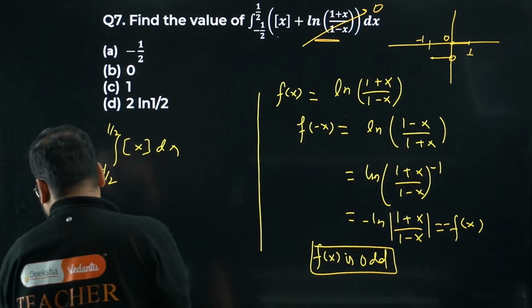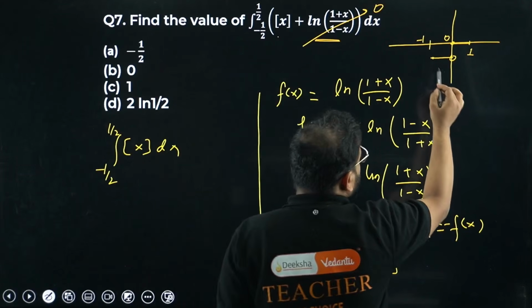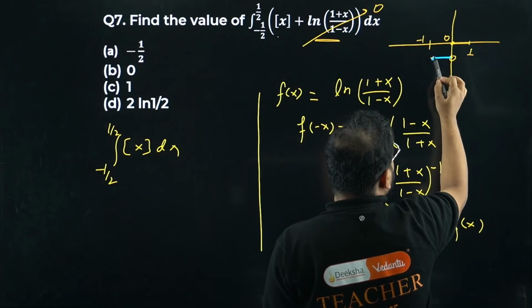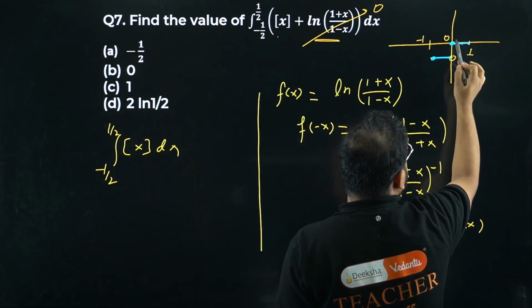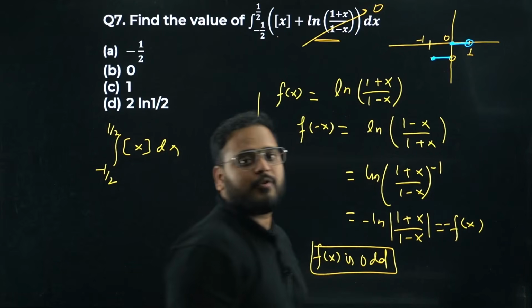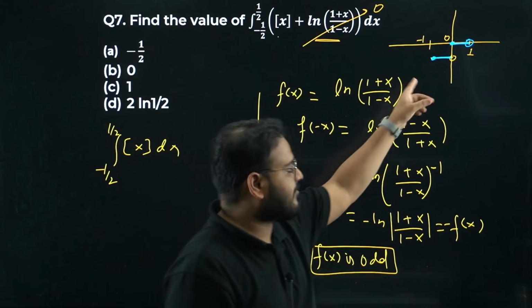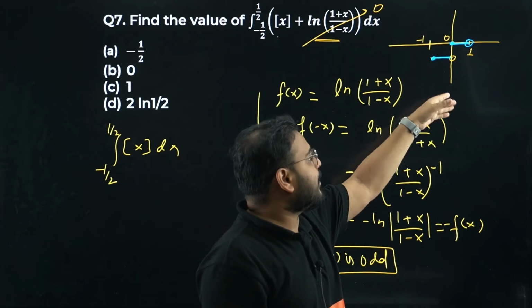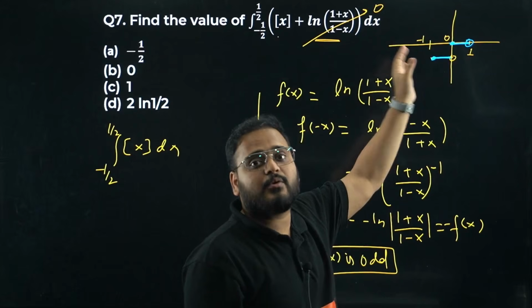Have a look, I can highlight this. This is my function. This is a closed point over here, this also is a closed point. This is the function, and this is the open point. So from 0 to 1, the function is giving me 0 value. For any value between minus 1 and 0, the answer is going to be minus 1.